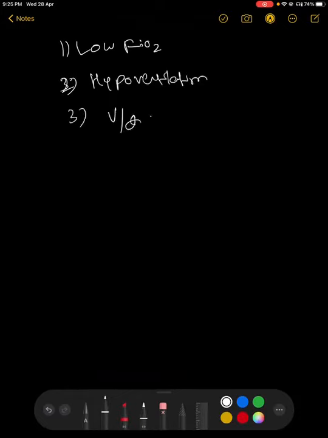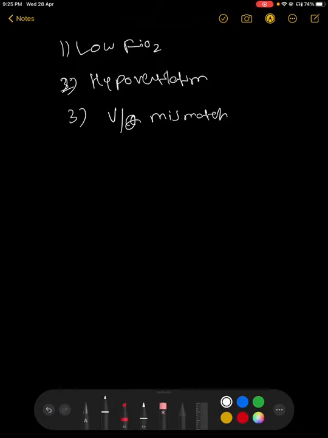Third thing is VQ mismatch. We can remember these causes like this: no or less oxygen; the patient is not able to take up the available oxygen; the patient is taking up the oxygen inside the alveoli, but due to VQ mismatch it is being wasted, or due to shunt it is being wasted; or the oxygen is taken up but cannot diffuse across the alveoli. We can remember these causes in this order.